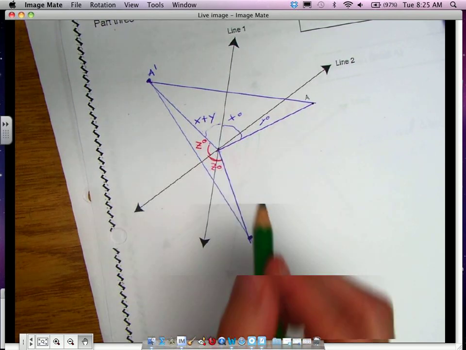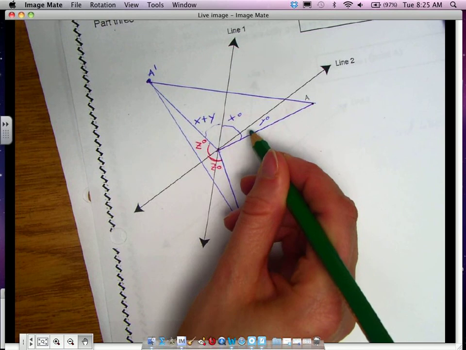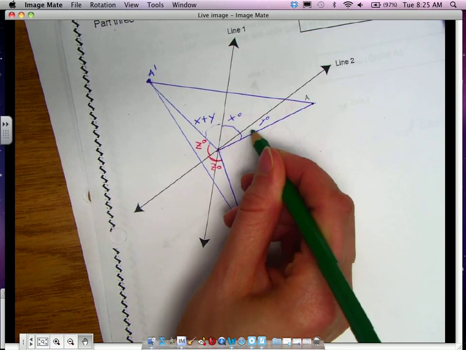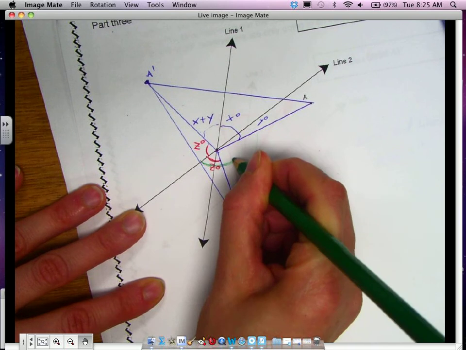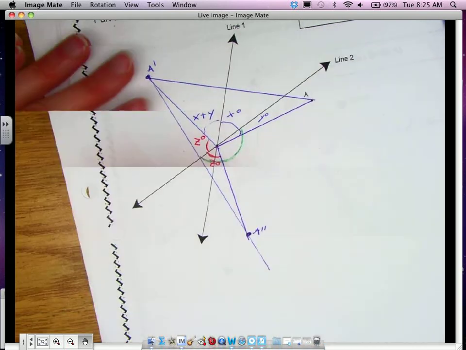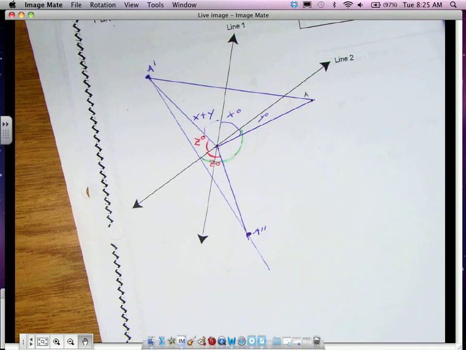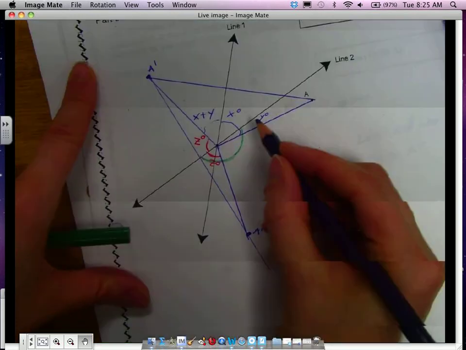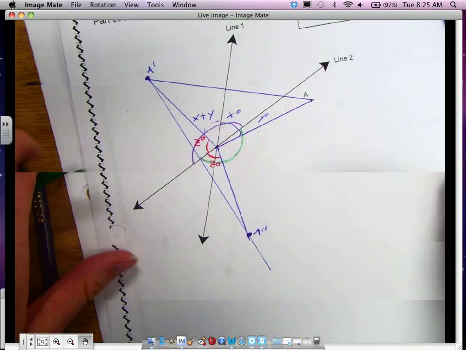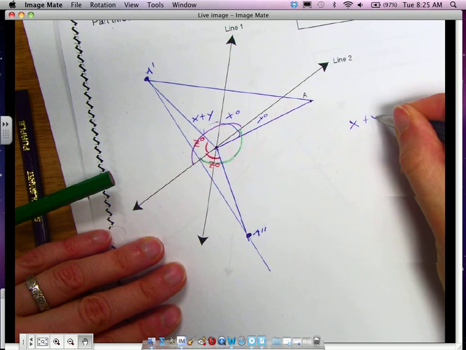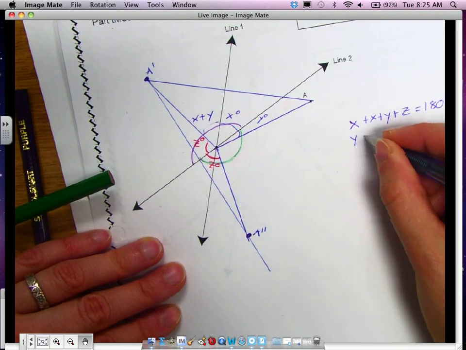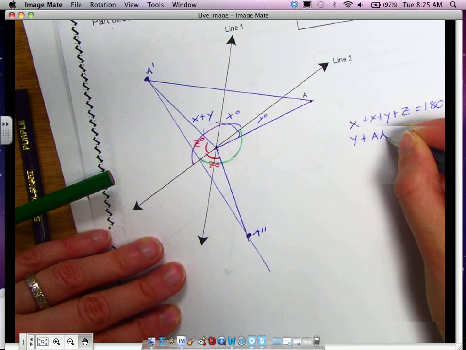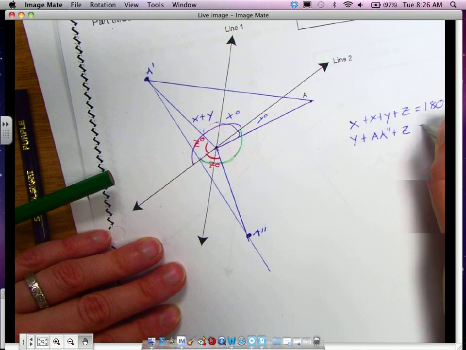So I know Y, I know Z, this, and this is 180 degrees. And I know that this is 180 degrees. So I've got x plus y plus z, that equals 180 degrees. And I've got y plus the difference between a and a not plus z equals 180 degrees. I can't see what's inside those circles.